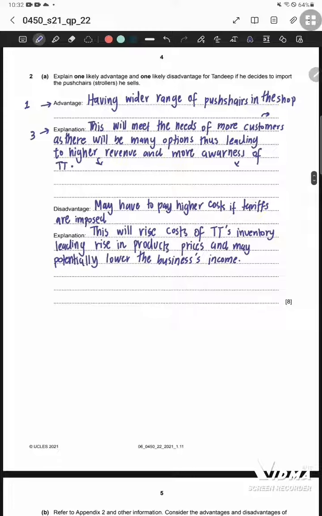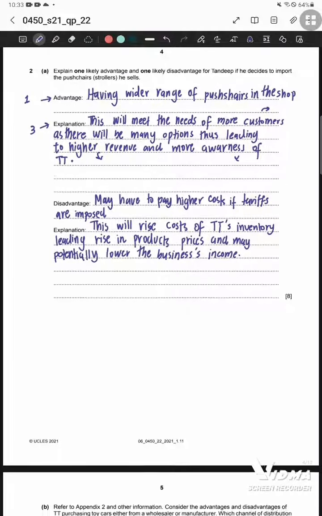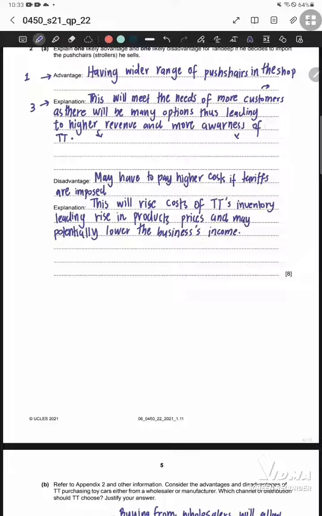Okay, for the disadvantage, one popular answer is tariffs are imposed when importing products. When you are importing a product from a country, this country will either impose tariffs or quotas. It's limiting the amount of products imported, or charging you a cost, like a tax on your products. So you'll have to raise the cost of your products when selling them back at your business place. So this will raise the cost of TT inventory, leading to a rise in product prices and may potentially lower the business income if the customers were not happy about this.